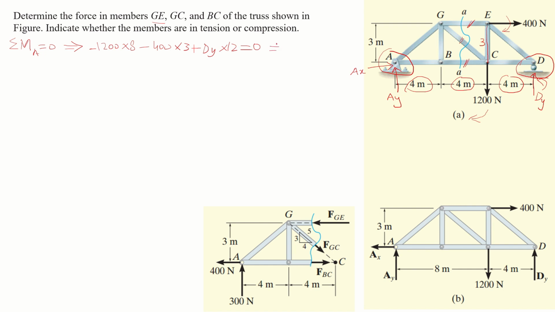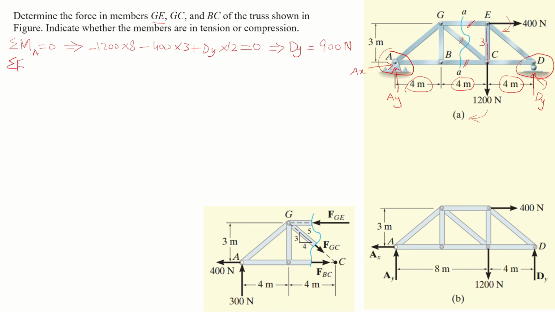This implies that dy is equal to 900 Newton. So applying the moment equation at point A gives us the value of dy, the reaction force at point D. Now we can find other two unknowns, ax and ay, by applying the other equilibrium equations.